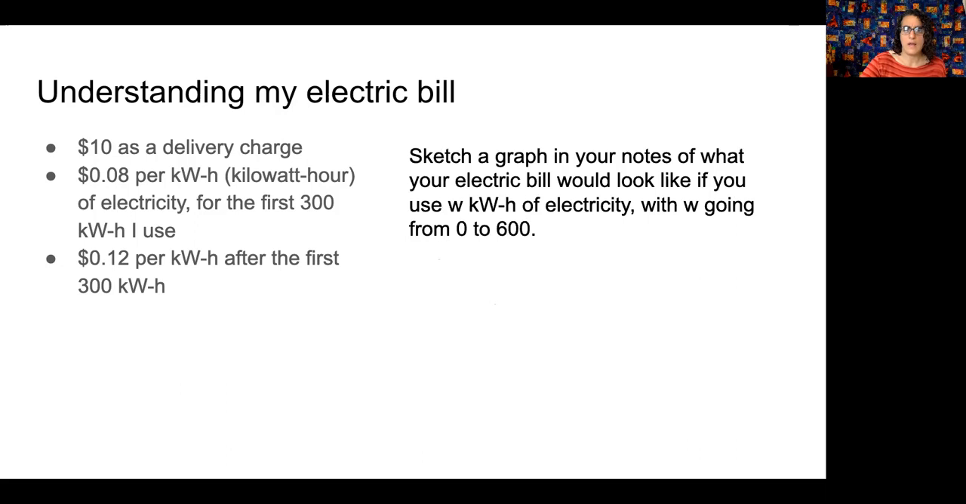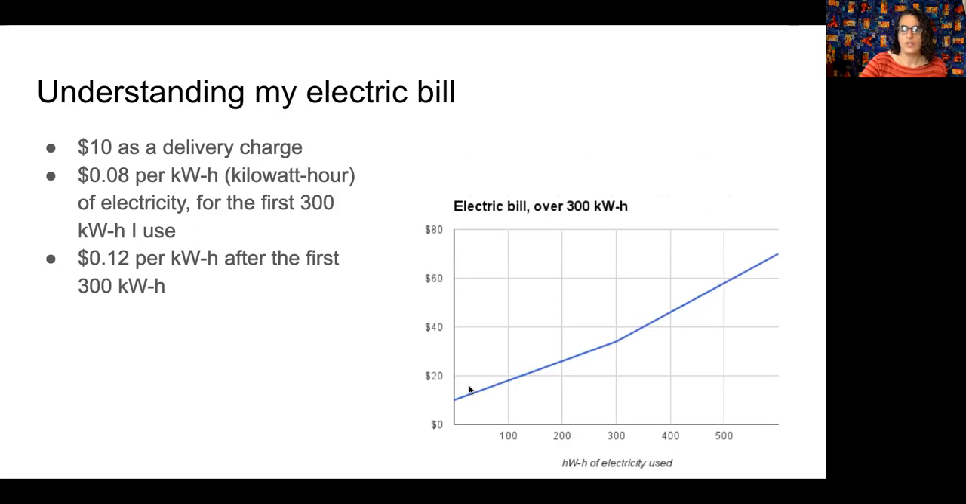Okay? I want you to sketch a graph in your notes of what you think your electricity bill would look like if you use W kilowatt hours of electricity. This is like the graph you just did before, but now I want W to go from 0 to 600 kilowatt hours. So think a little bit about what all of these different numbers are going to mean. Your graph should look something like this.